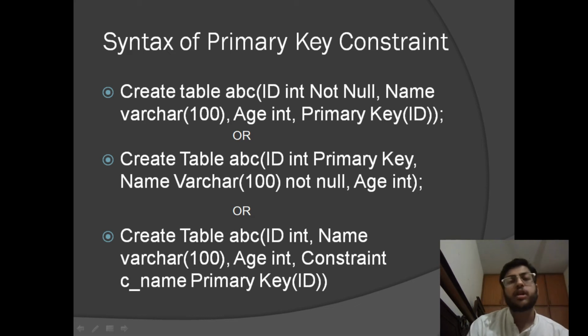Now the third one is create table ABC (ID int, name, age, and then the constraint's name, which constraint do you want to apply, and on which column do you want to apply it). So what we are doing over here is writing the keyword constraint, then the name for that constraint, and then the primary key, and we want to apply the primary key on our ID, right?